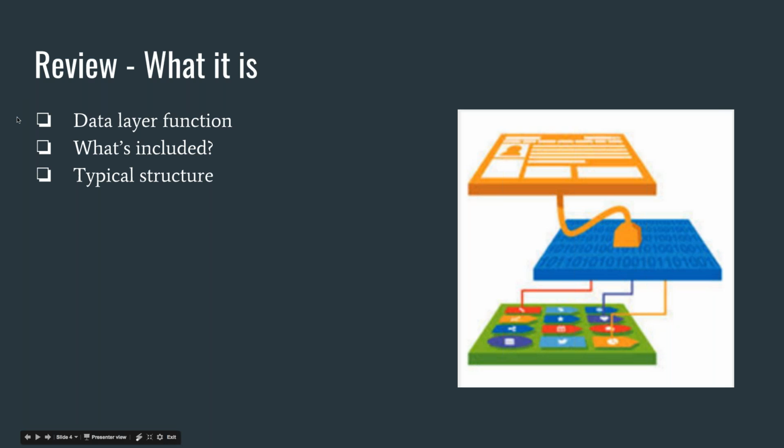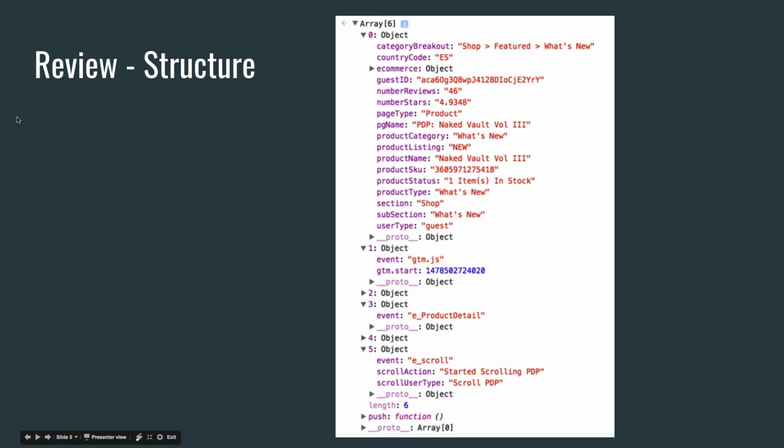So what's included in the data layer? What does the typical structure look like? This is the example I like to use. This is from an e-commerce site along with a couple of events that are being pushed. So you would have your product information, your e-commerce type information, product SKU, price, name, category, all that good stuff, along with some timing events. So this is the Google Tag Manager data layer. You have your gtm.js, which is that initial page load timing event that'll be pushed there. And then events as well. So like you see an e-scroll event there.